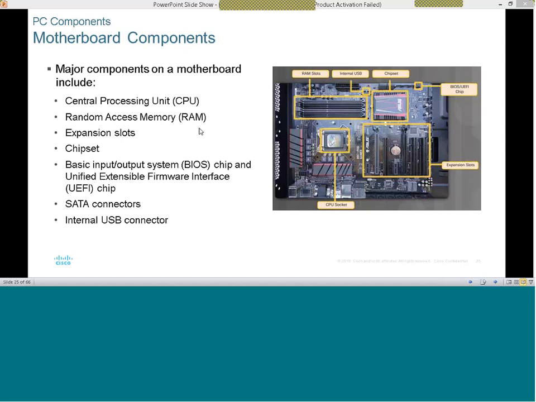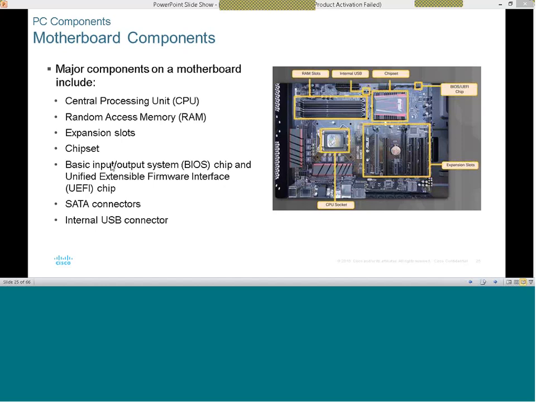Okay, and so expansion slots. You can see them here. You can see what we call expansion slots. These are actually slots that are made available should there be a need for you to add new components or adapters. You can actually insert them here. So they are expansion slots, made available for more devices to be added.